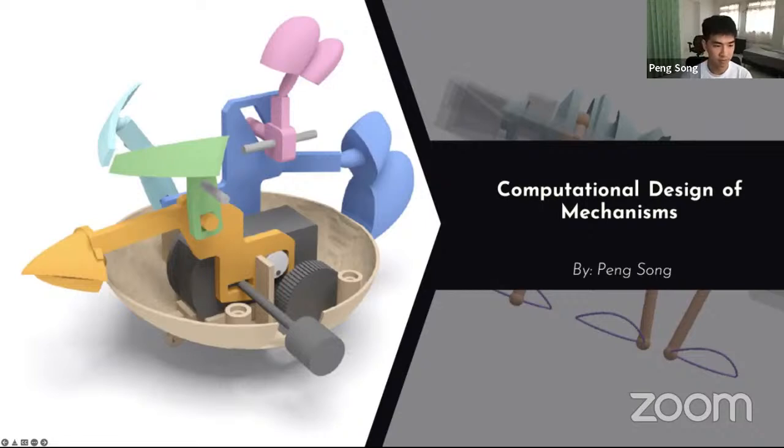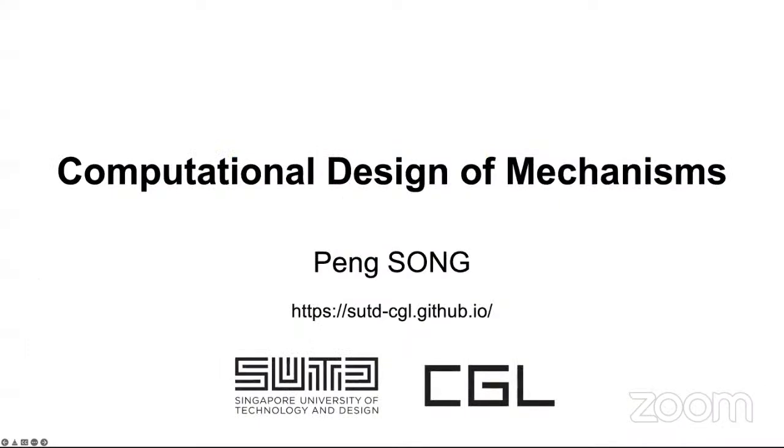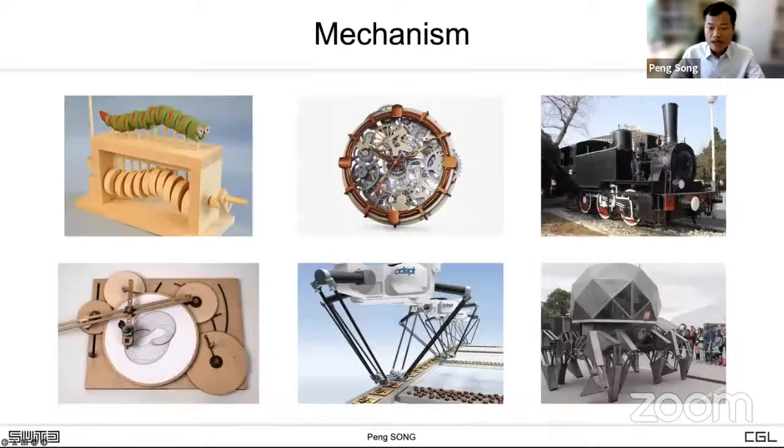Okay. Thank you, Rulin, for the introduction. Computational design is an emerging research area in computer graphics. So in this motivational talk, I will focus on computational design of mechanisms. Mechanisms are everywhere in our daily life. A mechanism is an essential component of mechanical toys, clocks, vehicles, machines, and robots.